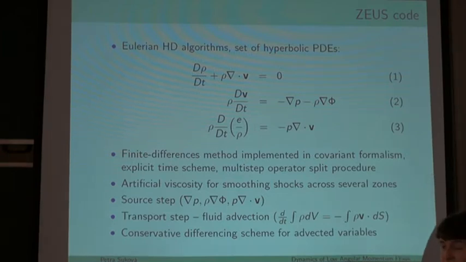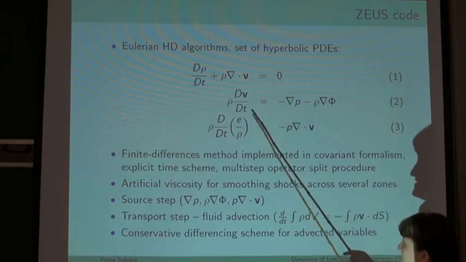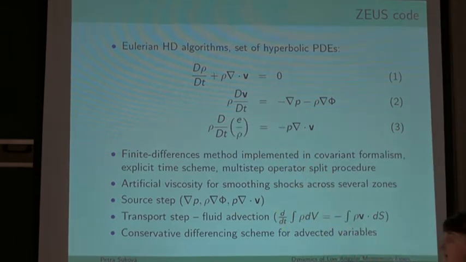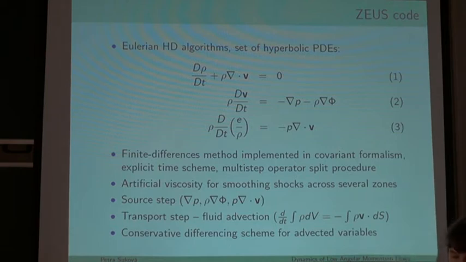Could you explain the last equation, number three? What is it? These three equations are the basic equations of hydrodynamics: the balance of momentum and balance of energy. And the energy is the internal energy. I just want to show you that we are using a hydrodynamic code called Zeus, which has been developed and improved for 20 years now, and this code is quite robust. It works on a grid and does the finite difference approximation of the equations. It has an explicit time scheme and multi-step operator split procedure.